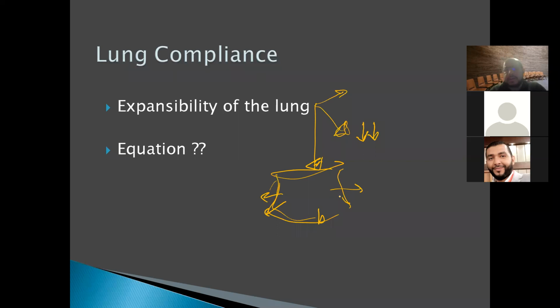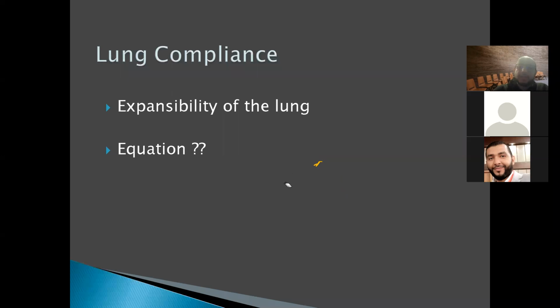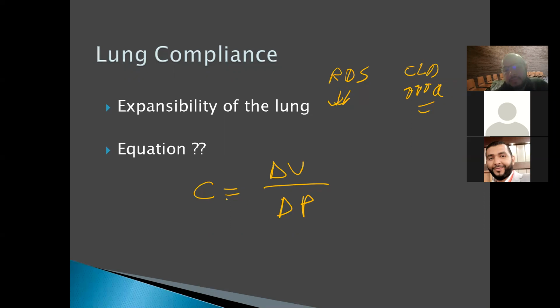So we have three types, but this is just to understand the basics of what compliance means. And we said in RDS your compliance goes down, and in chronic lung or restrictive lung disease you usually have higher resistance. It becomes more stiff. And we said the factors that affect compliance: you have delta V over delta P. What does that mean? It means if your compliance is not good, you need higher pressure to improve.